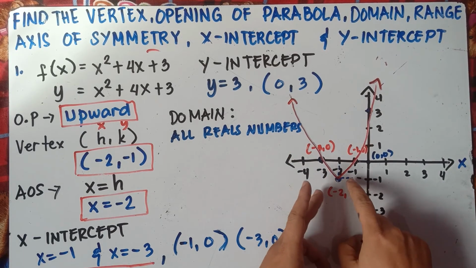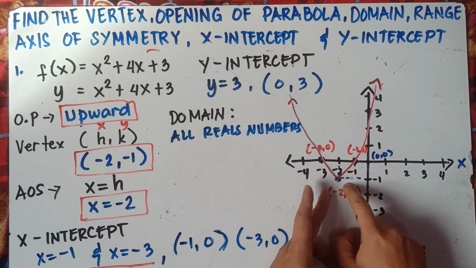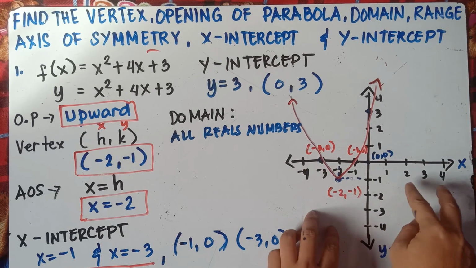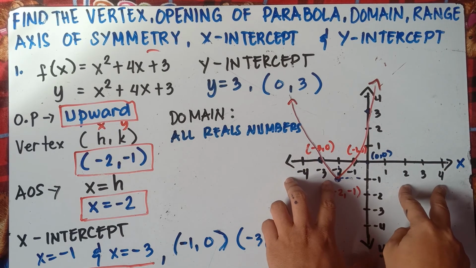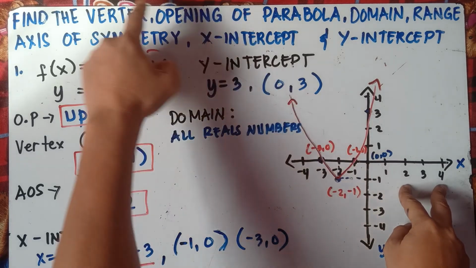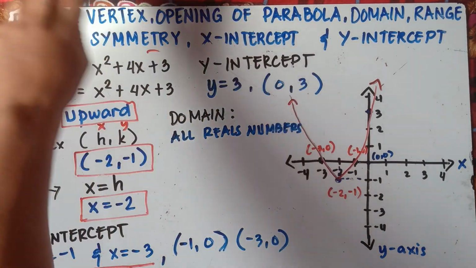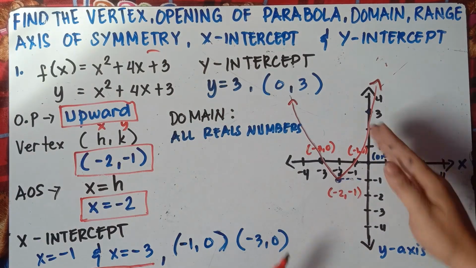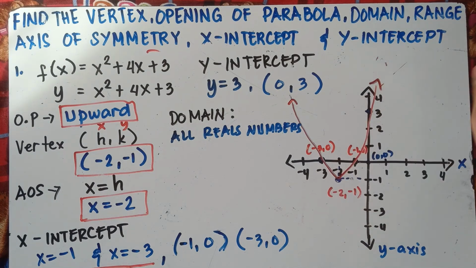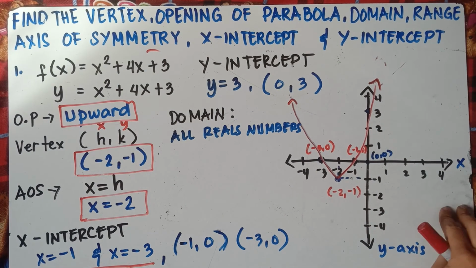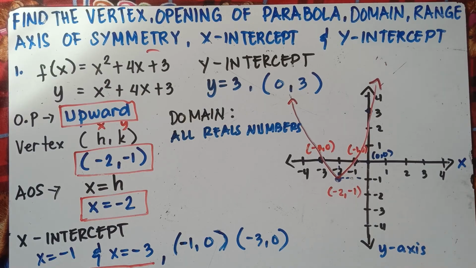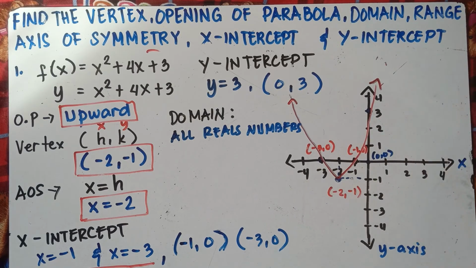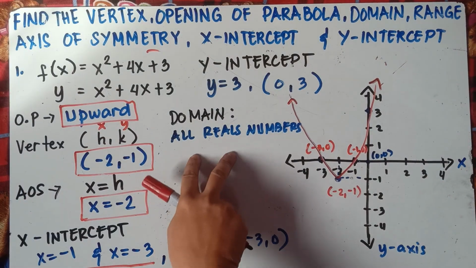Because if your graph will extend, if you draw this one, all of the numbers from the x-axis on the right and the x-axis on the left will be included. Why is that, sir? Because your graph will extend up to positive infinity on the right and negative infinity on the left. So positive 5, positive 6, positive 7, positive 10, positive 11, and so on. All positive numbers will be included because your graph will extend to the right and to the left. So that's why you have all real numbers.